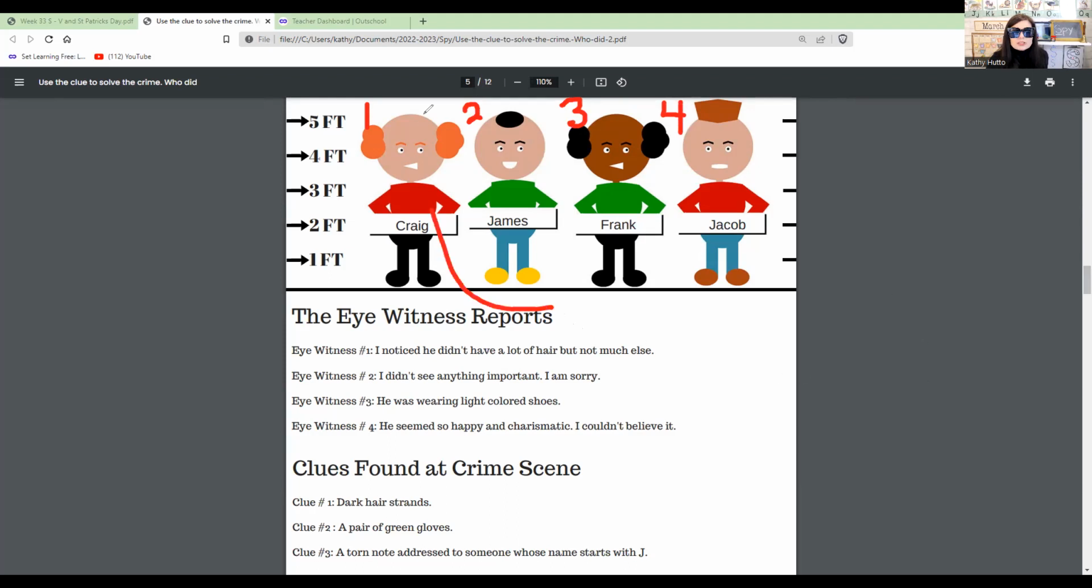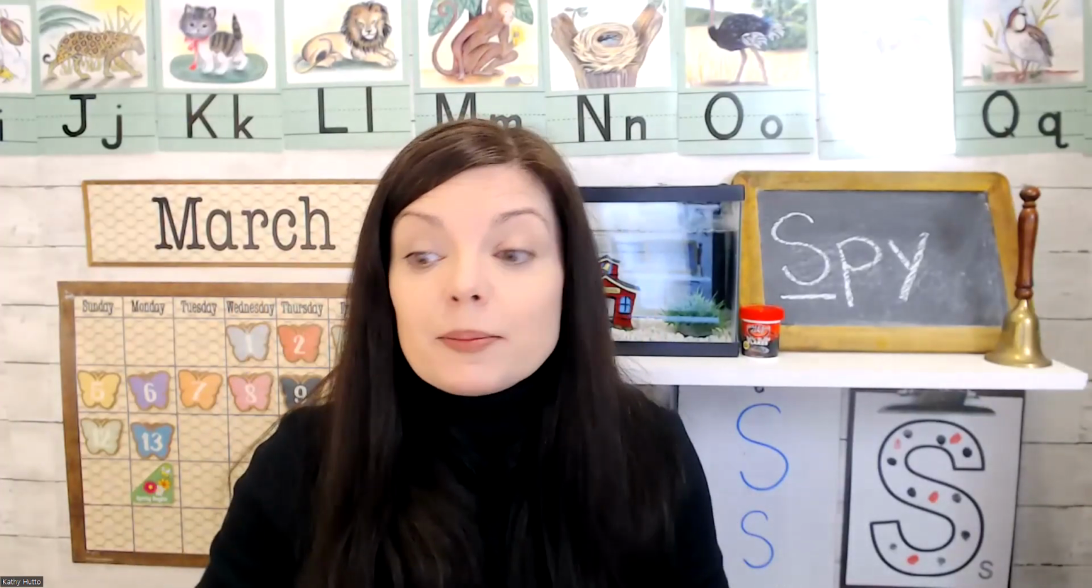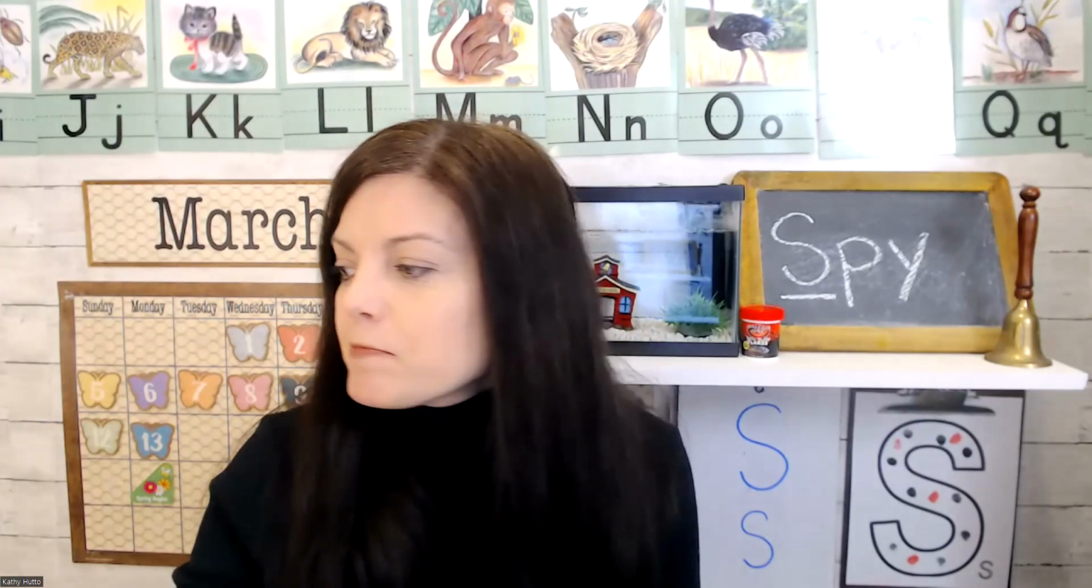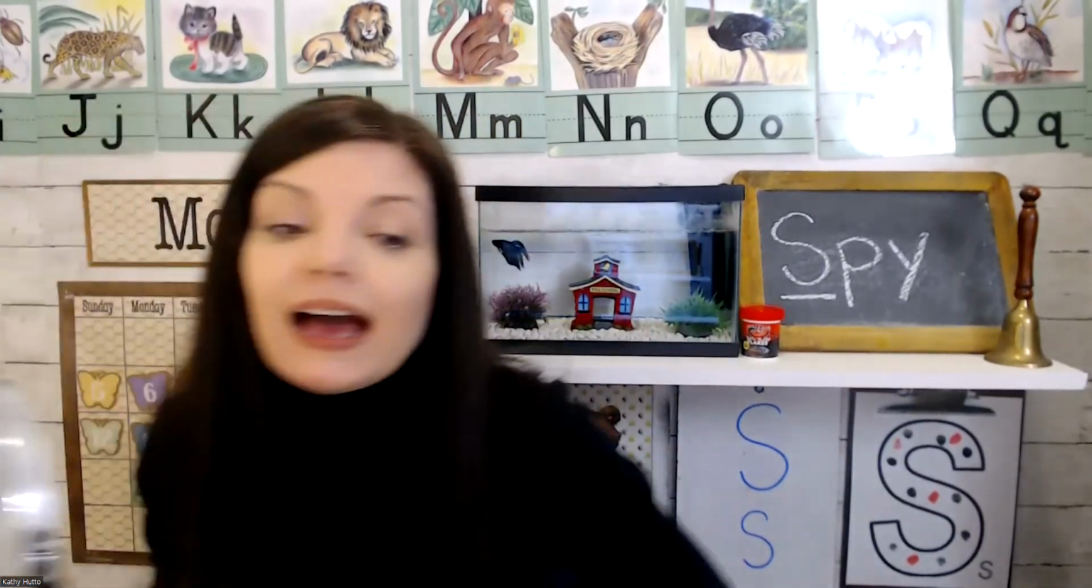Did you guess number 2? You are right. Great spying. James, you did the crime. Well, it is time for us to do something fun for our science activity. So take a look at this. I have a mirror, but you could use the mirror in your bathroom. Now, I also have a secret message on my piece of paper.